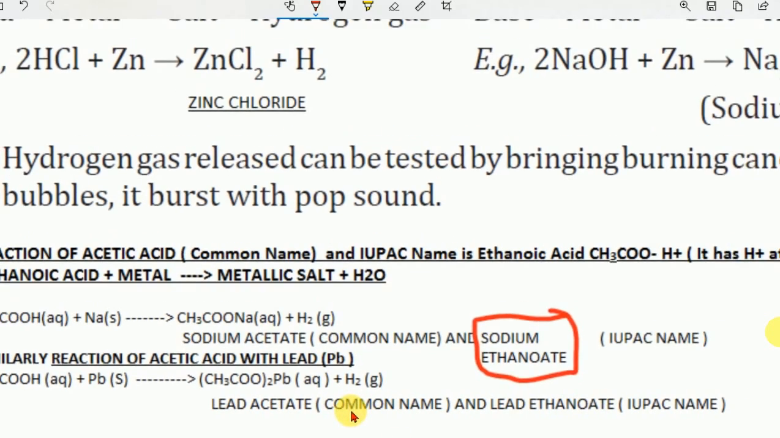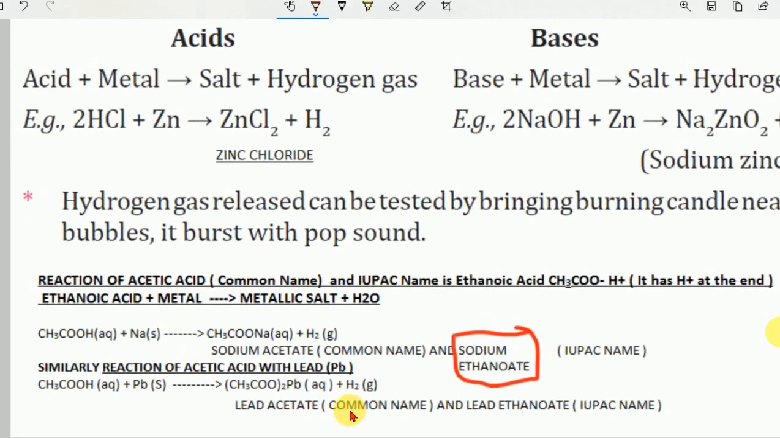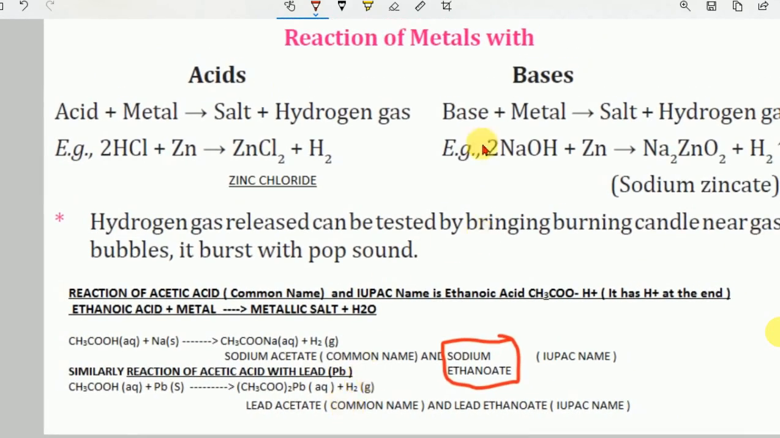The same reaction takes place with a base as well. A base like NaOH, when reacted with zinc, forms a salt, sodium zincate, plus hydrogen gas. So I hope you are very clear about this, that when an acid or a base reacts with a metal, they form metallic salt plus hydrogen gas. I hope you are clear.